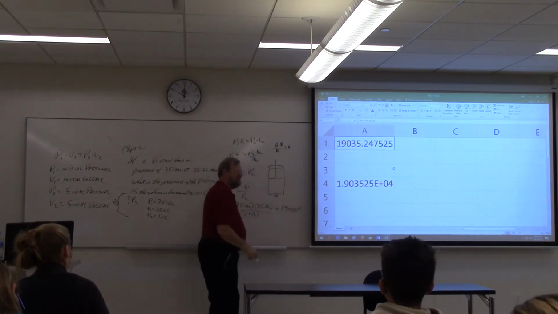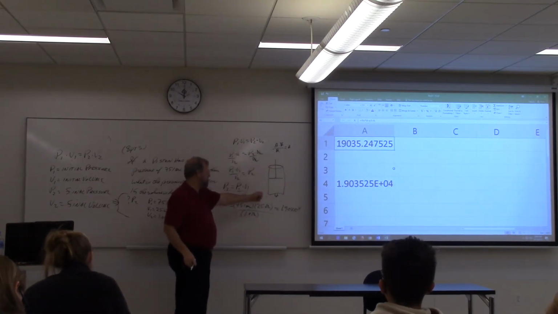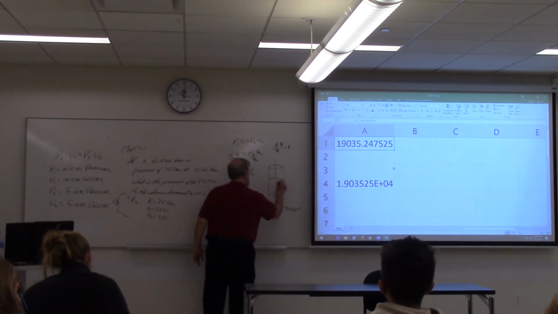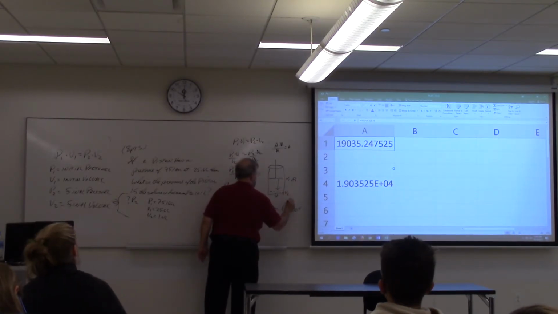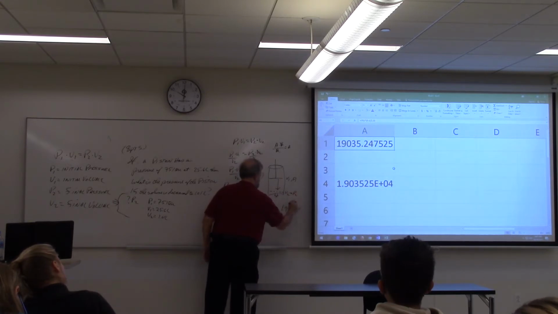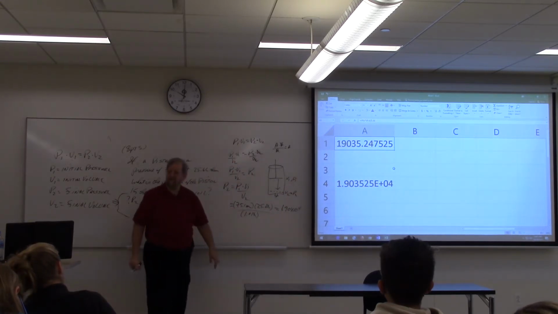Actually, this is pretty good. I have a cylinder, a piston, and I take it at a certain volume, let's call this V1, and it's at P1. If I go and push it down to a new volume, V2, what happens to P2? Well, it dramatically increases.